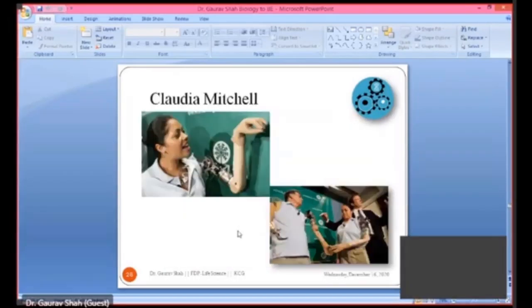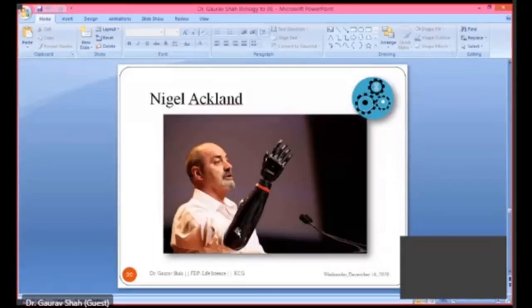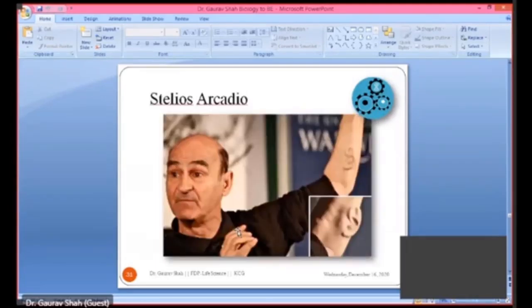The first woman to have a bionic arm, that is Clodagh Mitchell, right? The most important aspect is again this arm, known as the bebionic 3 hand by Ackland, right? Which can do everything. It has senses regarding all types of touch, whatever things a normal hand requires, right? So this was the great achievement.